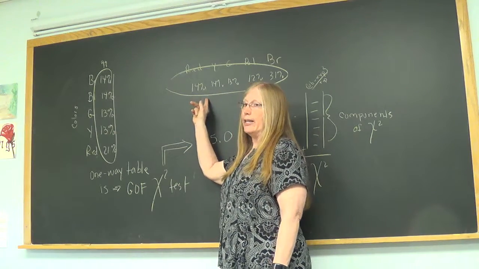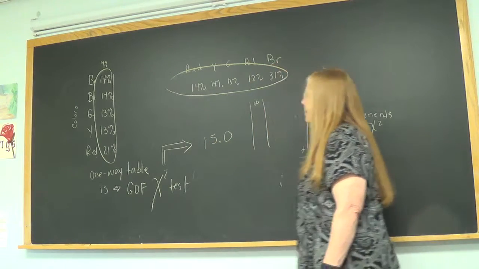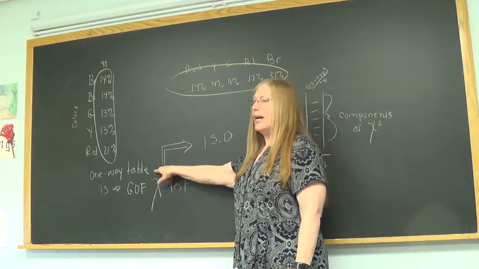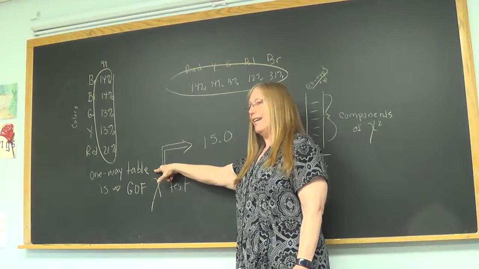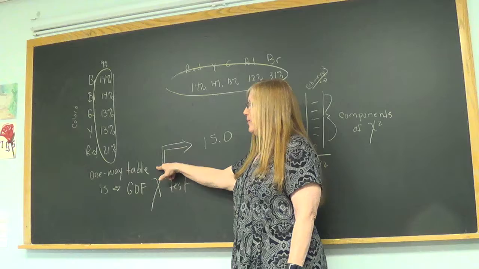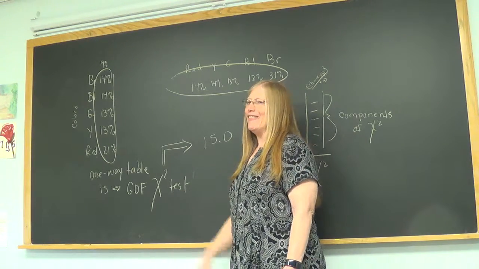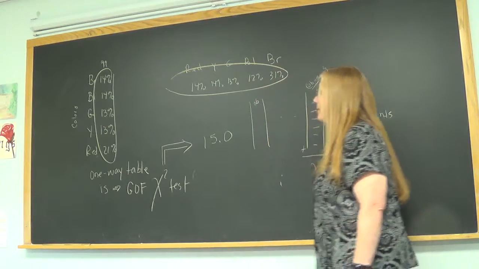That's a good way to know if you're going to use goodness of fit or some other chi-squared. So this is the test. Do I have a one-way table? Yes. So then I use the goodness of fit chi-squared test. Do I have a one-way table? No. I do not use the goodness of fit. So that will help you.